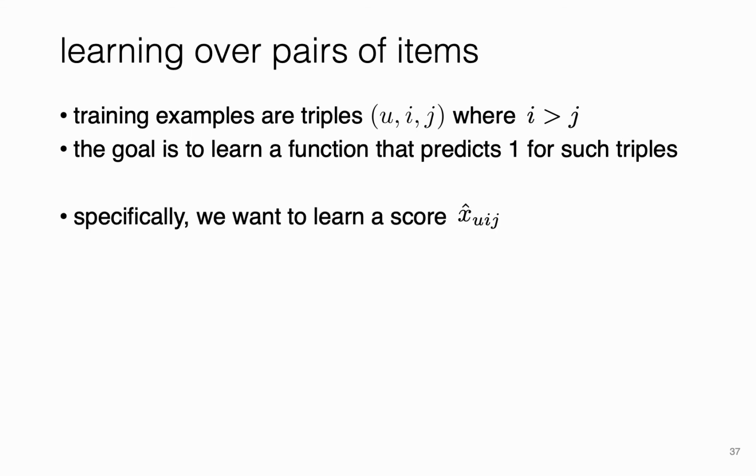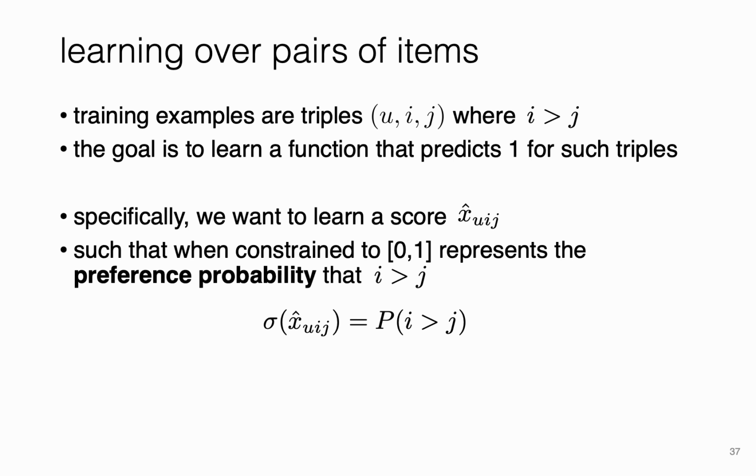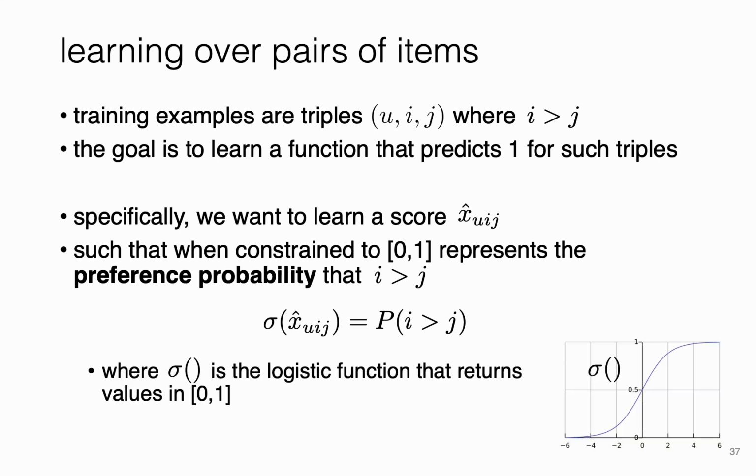Specifically, we want to learn a score x hat of u,i,j that captures the preference probability that item i is preferred over j for user u. We want to constrain this score to be a probability, that is, take values in the interval 0 to 1. So we apply the logistic function shown in the figure that has exactly this property. If x hat is low, then the probability will come out close to 0. If x hat is high, the probability will come out close to 1.